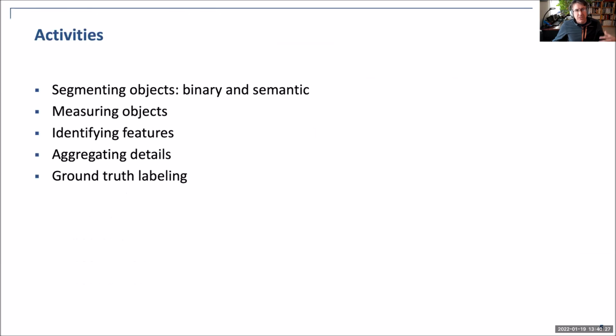And so just to recap, segmentation, measurement, classification, and then of course, aggregating the details so that you have an overall sense of the data. Those are the main per image tasks, as well as labeling images in order to train a deep learning network or other machine learning algorithm.